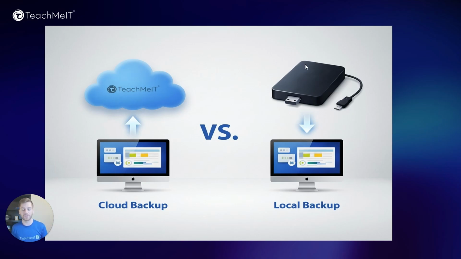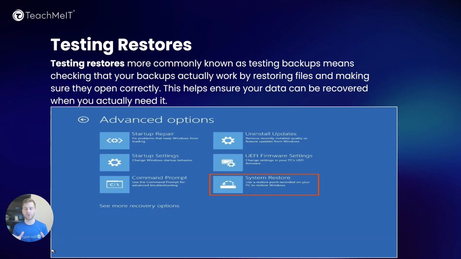Essentially, our local backups are on a physical local device. Our cloud backups are right on the cloud. So what happens if something goes really, really wrong with our device, but we have a backup? If we don't know how to use that backup, it's useless. So what we need to do is we need to test our restores.